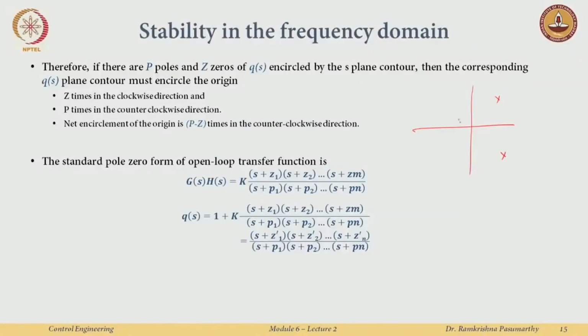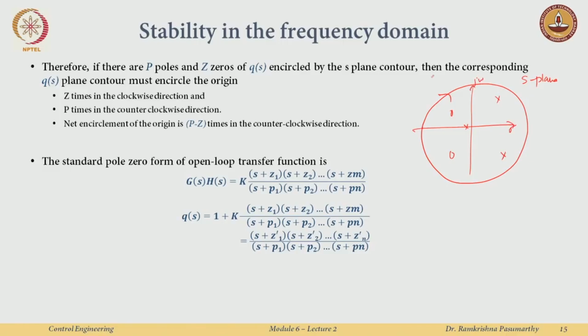Say there is a pole here, a zero here, a zero here, and one more pole here, right? And say I just want to have some fun and enclose all of them. Since in the S plane I encircle all of them, right? So this is sigma j omega in the S plane.